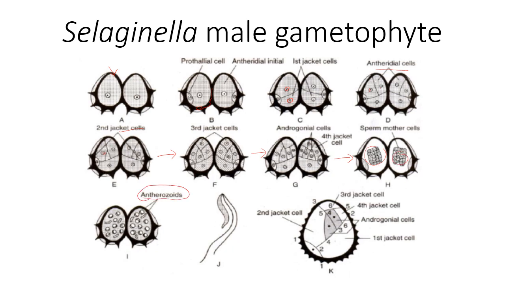Then there is formation of anthrozooid, and this anthrozooid liberates out. This structure you can see, and it has two flagella, as you have seen in the general characteristics that it is biflagellated. So this anthrozooid is biflagellated. So this way from single cell a multicellular structure is formed, and from that individual numerous biflagellated anthrozooids are formed.